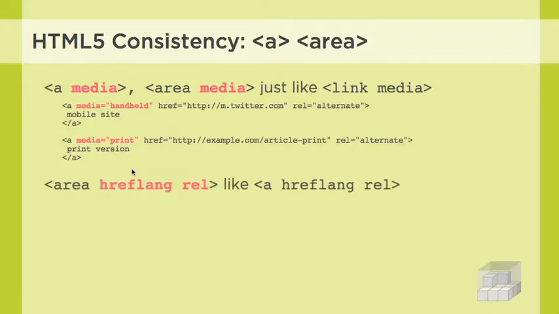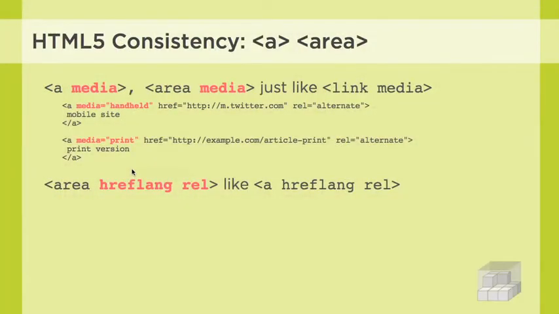Next, the area element, which hasn't been used that much because not a lot of folks use image maps. Still, it's nice to make it consistent because the more that the markup aspects are consistent, the easier they are to learn. In this case, the area element gets an hreflang and a rel attribute, similarly to the A element. Pretty minor. hreflang indicates what the language of the destination document is. In most cases, it's the same language, but sometimes it's different. You can now use that.